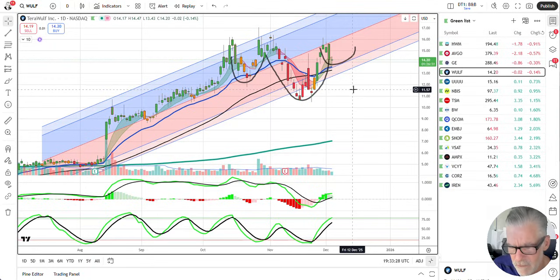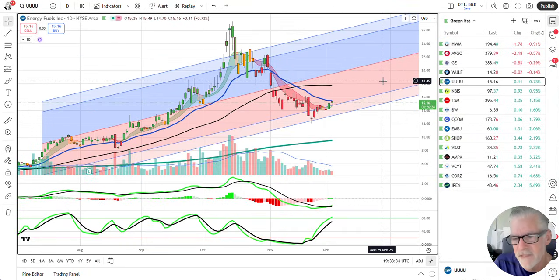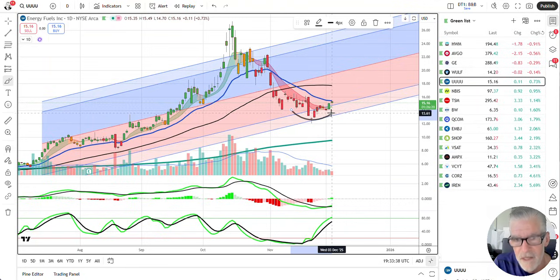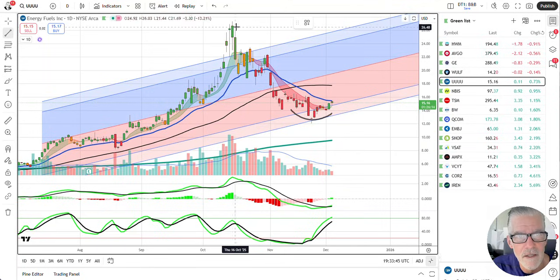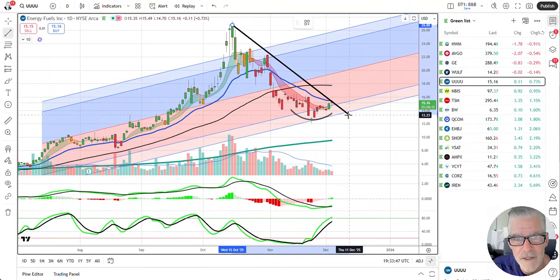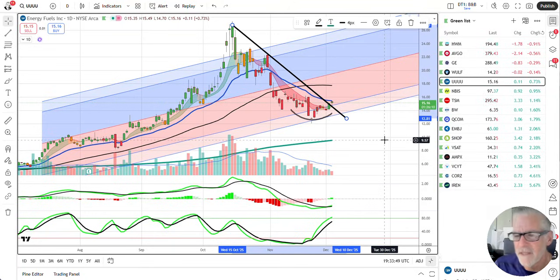I'm forgetting what space it's in. Data centers, something. This is a uranium play. It's not the best looking chart out there, but I think this one has some really good upside. Rounded bottoms after a long pullback are usually very bullish. There are a couple of ways we could draw this RTL, but that's probably the best one right there. And if that's the case, then we have a breakout today, a fresh breakout.